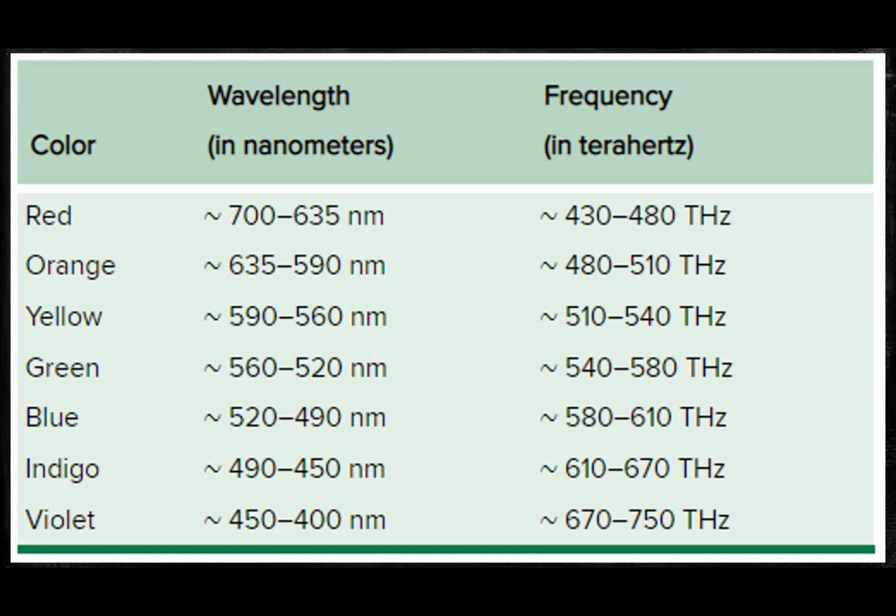Those numbers there for the wavelength are in nanometers. So we range somewhere between 400 to 700 nanometers. And then the frequency are in terahertz. So we range somewhere between 430 to 750 terahertz. And that's what our eyes can see.